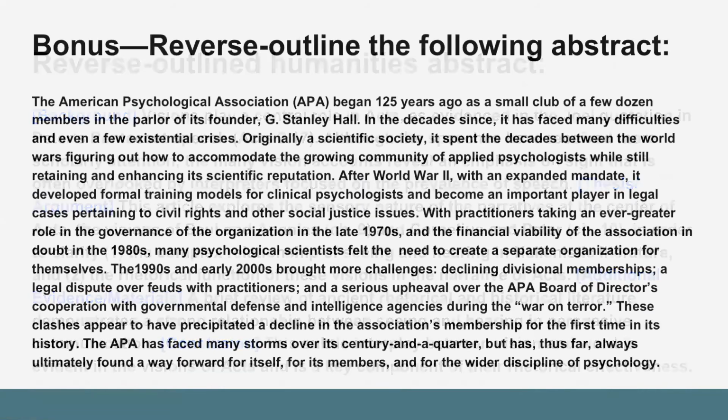Okay. This is a bonus abstract. So I'm not going to tell you whether it's an empirical studies abstract or a humanities abstract. Go ahead and read through it and see just from what's here whether you can determine if it's an empirical study or a humanities abstract. And then go ahead and reverse outline it, looking for those components depending on which abstract you decide this is. So again, you can go ahead and pause the video while you do that.